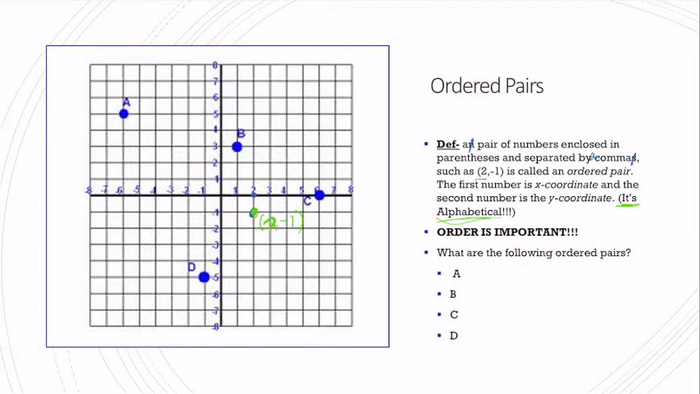So let's take a look at the following ordered pairs. I've got A over here. A is when x is negative 6, y is 5. So this would be the ordered pair (negative 6, 5). B is when x is 1, y is 3. So we'd have (1, 3). C is when x is 6, our y value here is 0, right? That's our origin. And D is when x is negative 1, y is negative 5.